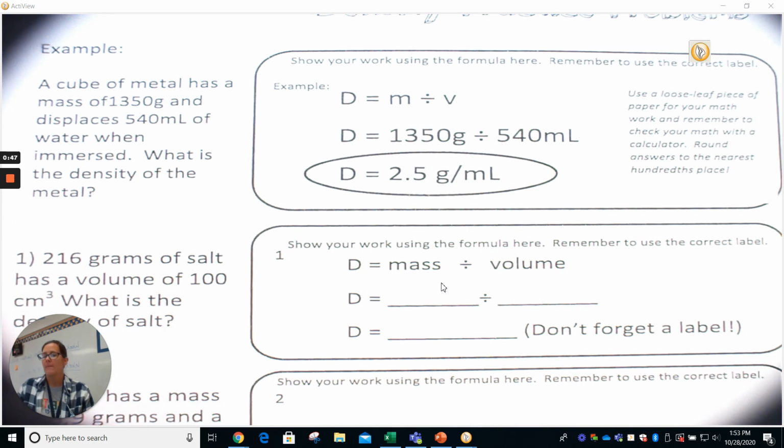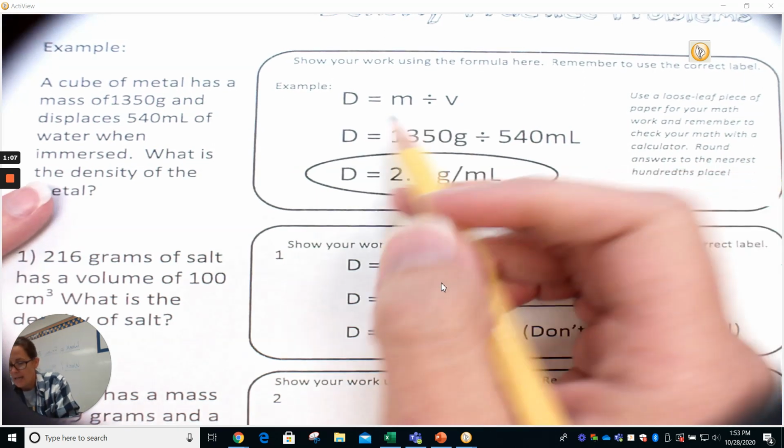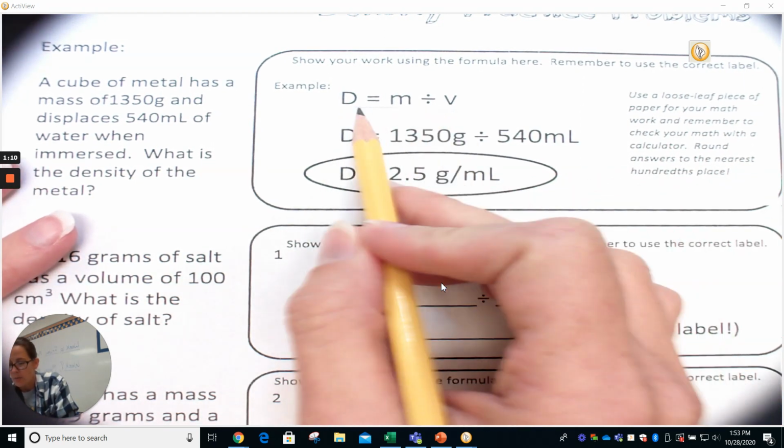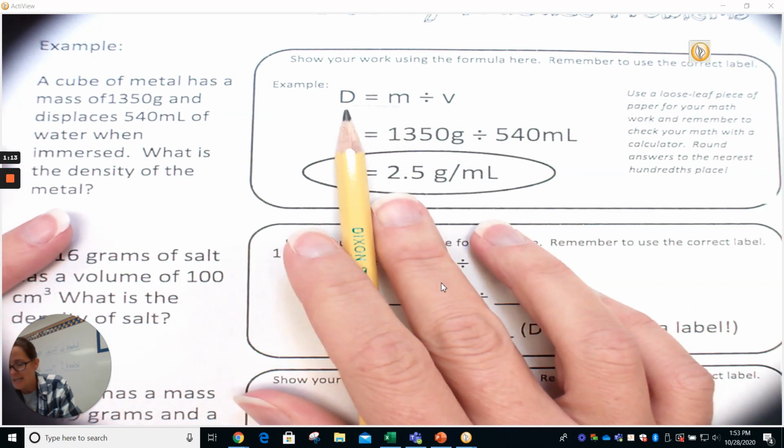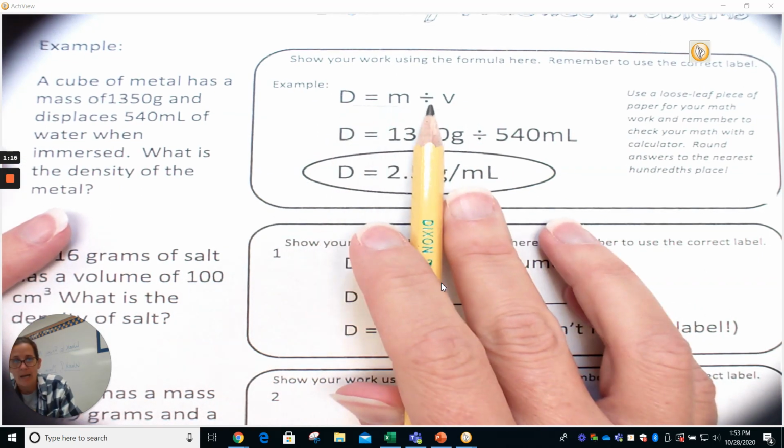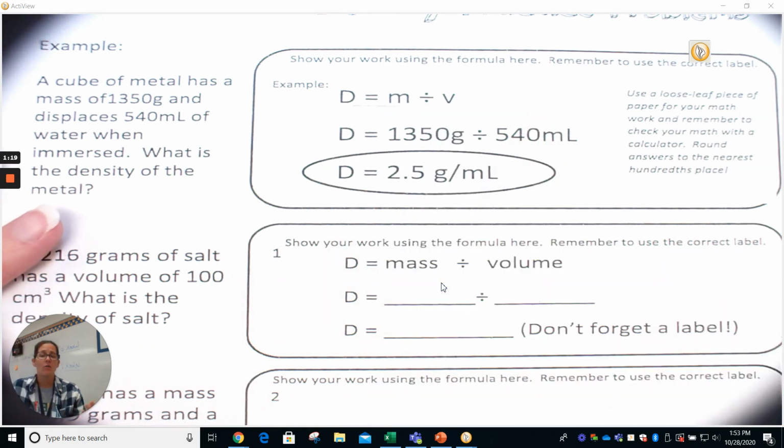So the first one says a cube of metal has a mass of 1,350 grams and displaces 540 milliliters of water when immersed. So what is the density of the metal? In order to figure this out, we have our formula written right here. The formula is density equals mass divided by volume. That's going to be a super important formula for you to remember because that's how we're going to figure out all of these problems. Density equals mass divided by volume.